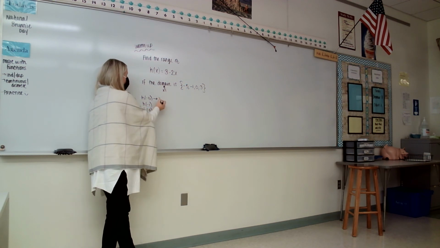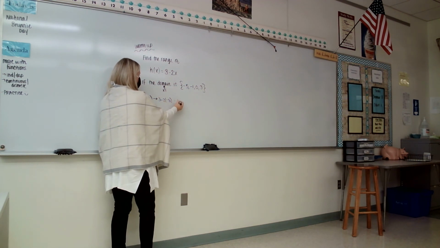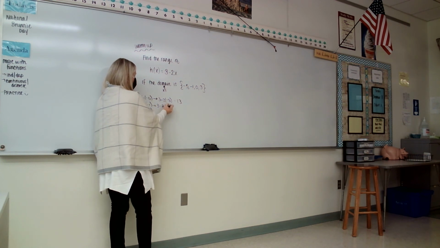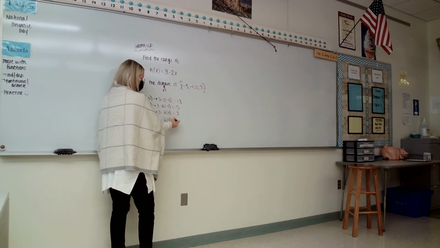What is this? 3 minus 2 times -5. There's a double negative, so I'm actually going to add those, so that would give me 13. 3 minus 2 times -1 would give me 5. 3 minus 2 times 0 would just give me 3. And then 3 minus 2 times 3, it's 3 minus 6, that's -3, right?